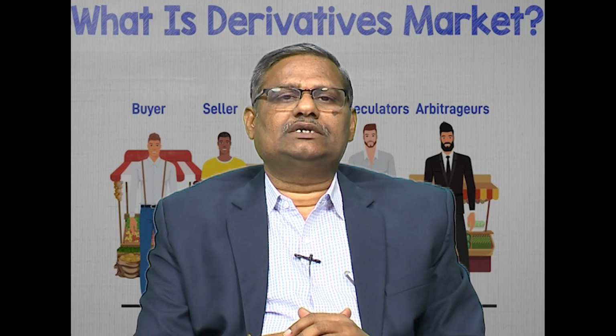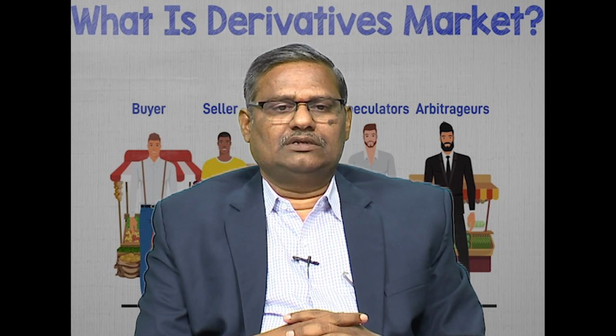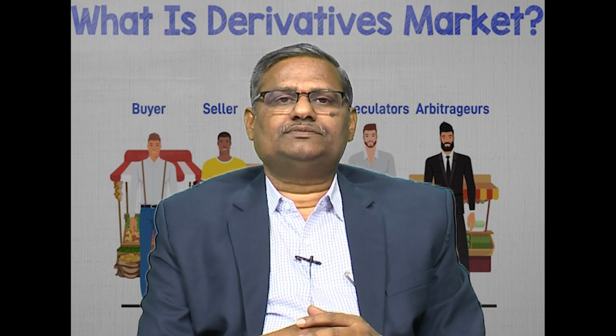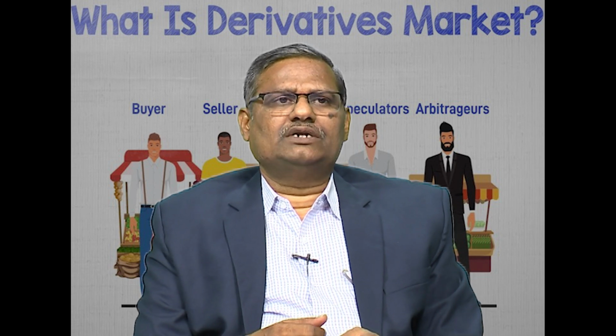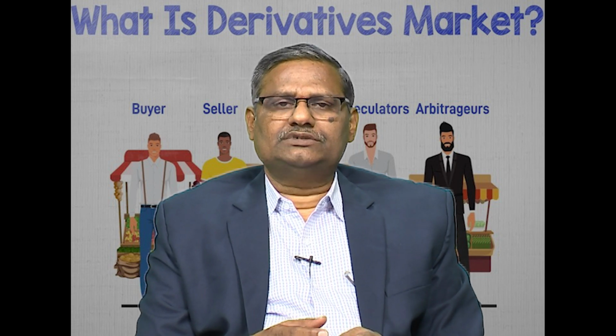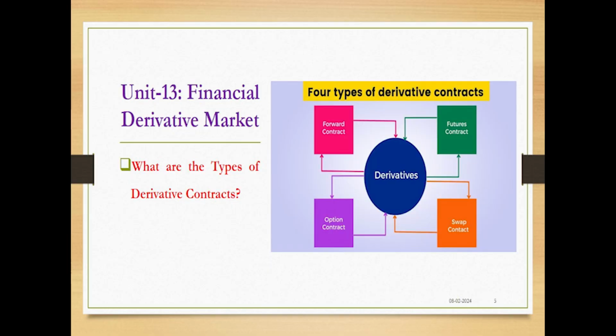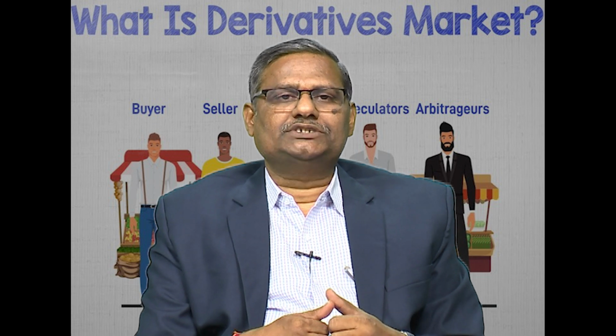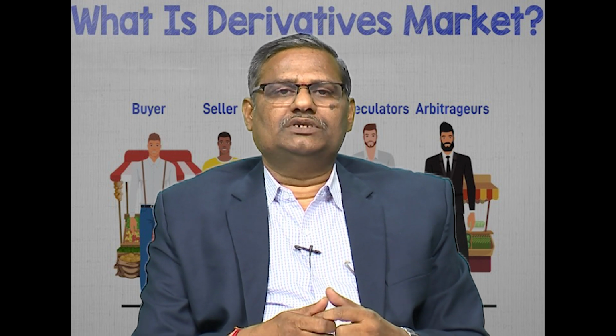So, what are the types of derivative contracts in the market? We have forward contracts, futures contracts, options contracts and swap contracts. These are the very popular contracts in the market. Now, for example, if you take a forward contract, forward contracts are OTC contracts. These are outside the exchange, not available in the exchange.